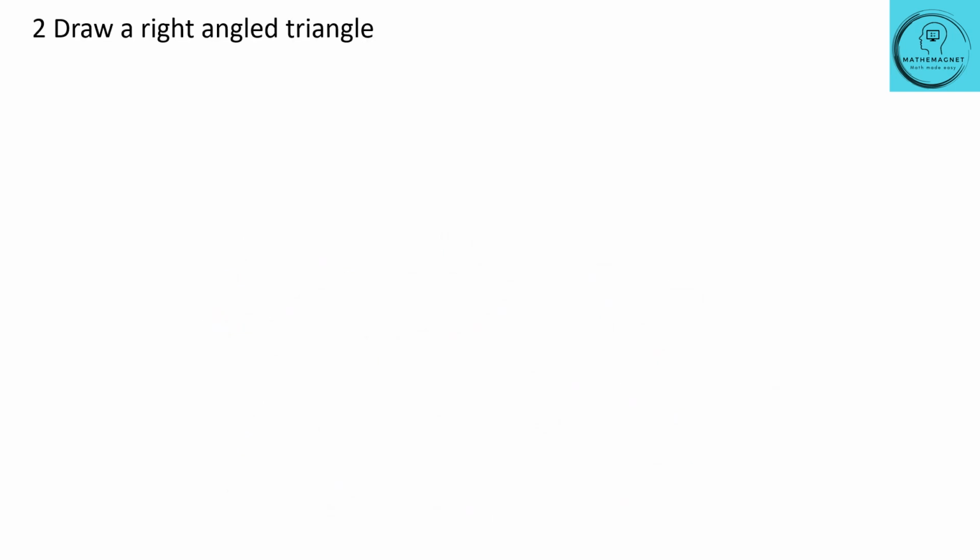The second question is to draw a right angled triangle. If you draw a right angled triangle in the boxes given in your textbook, it must look something like this. One right angle should be formed between two sides to make it a right angled triangle.